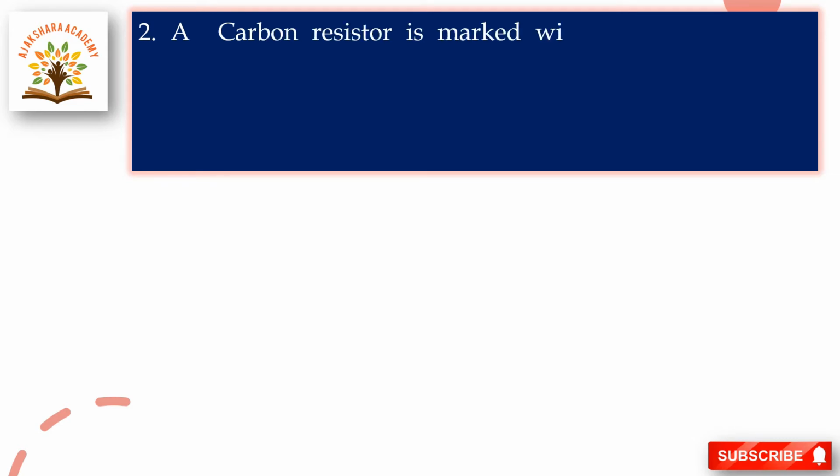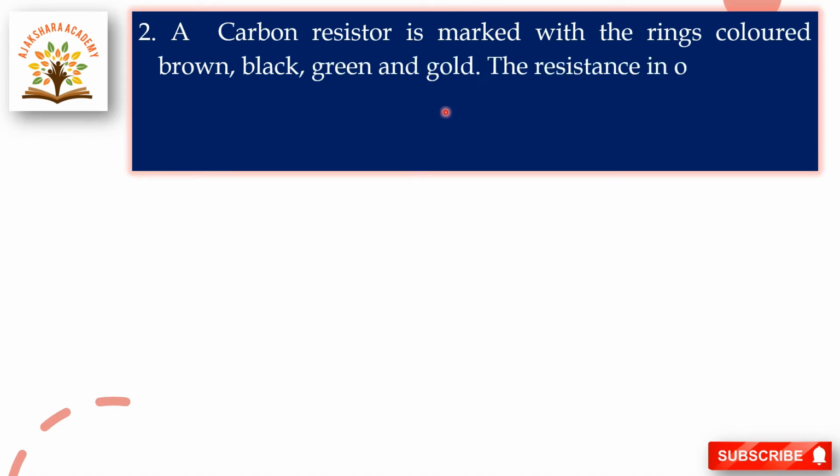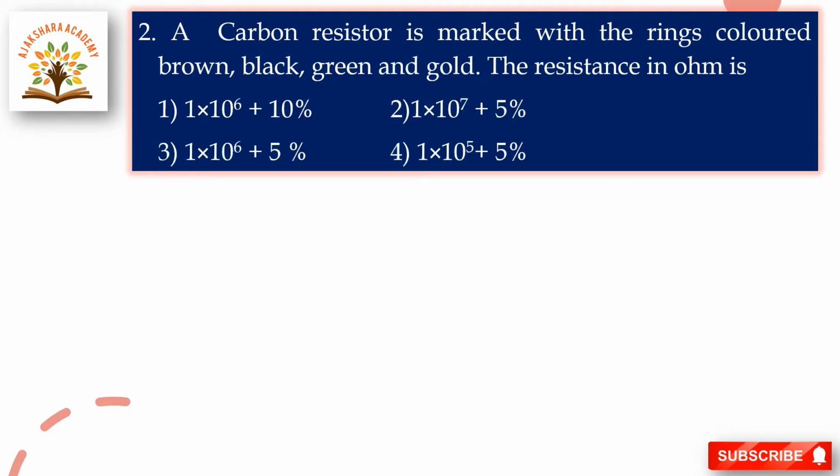A carbon resistor is marked with the rings colored brown, black, green and gold. The resistance in ohm is, here we have to calculate the resistance. Now let us go to the solution. Here colors brown, black, green, gold. See, this is the carbon resistor X, Y, Z, T is brown, black, green, gold.